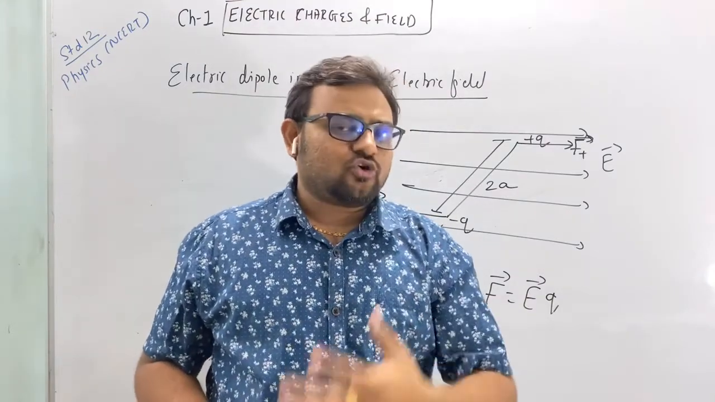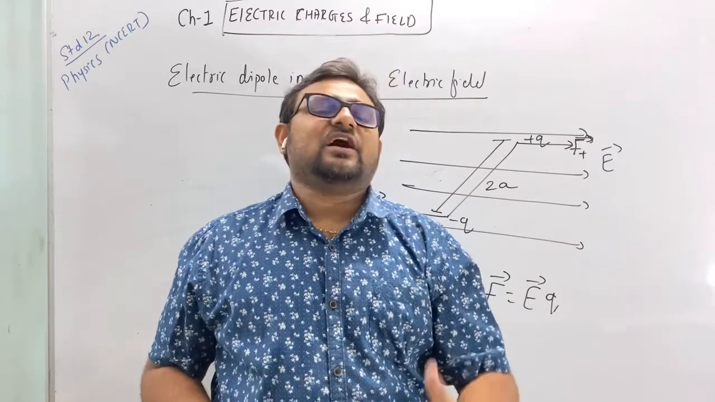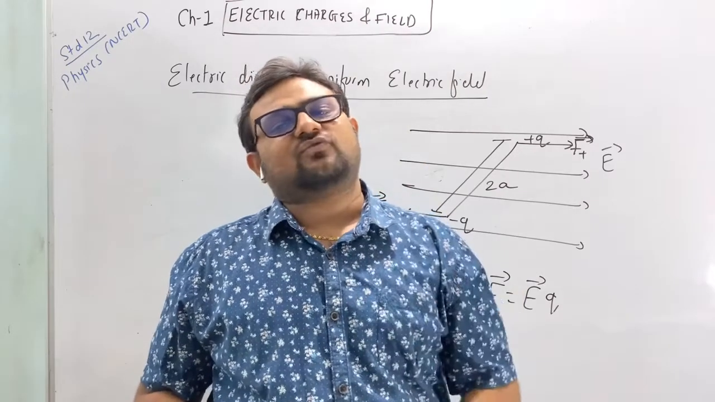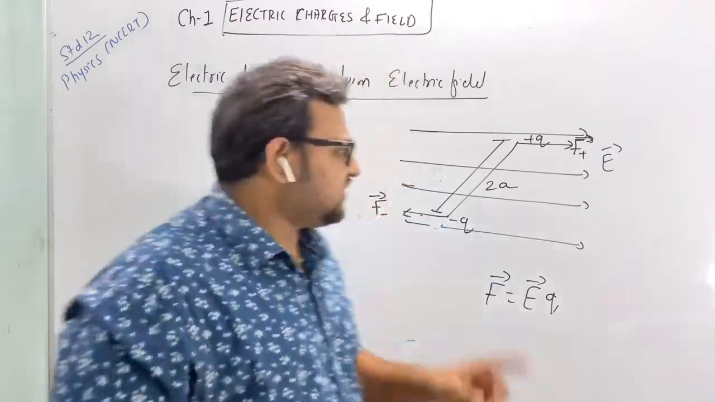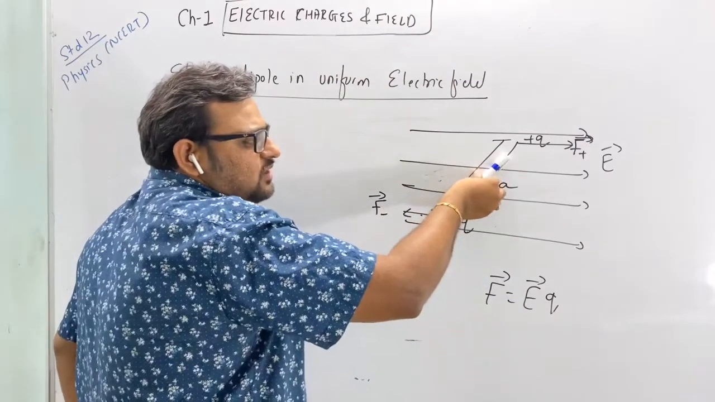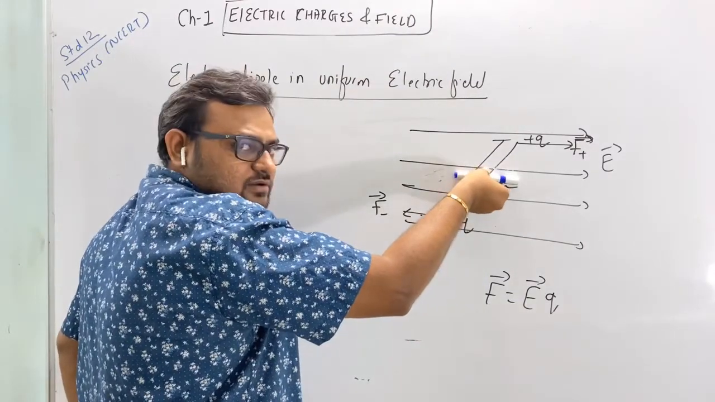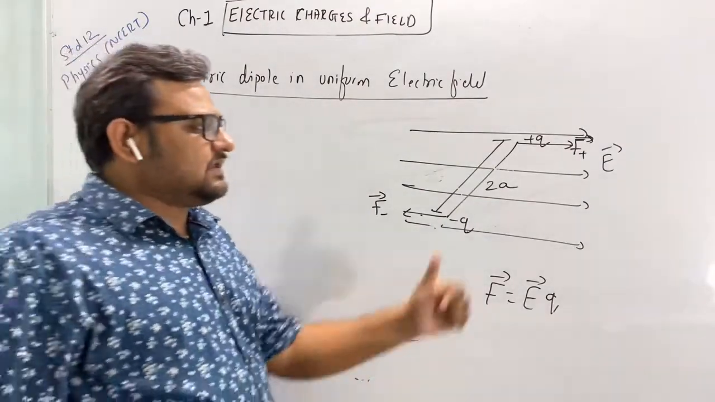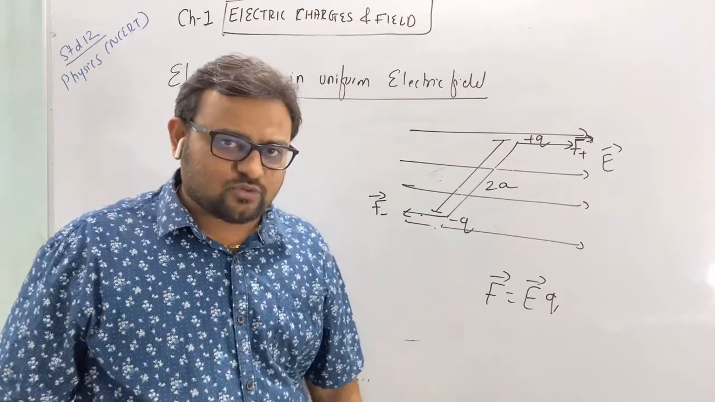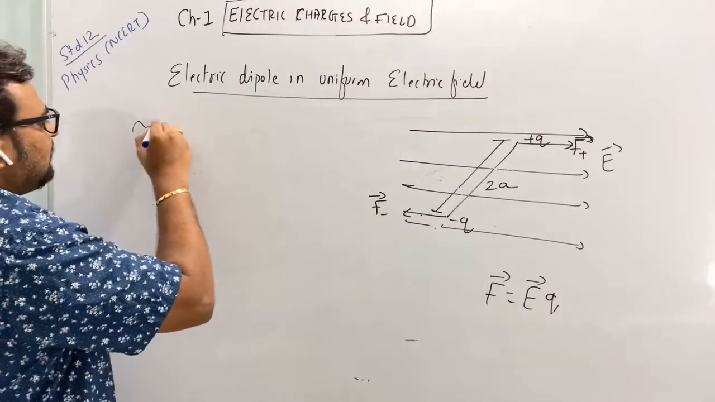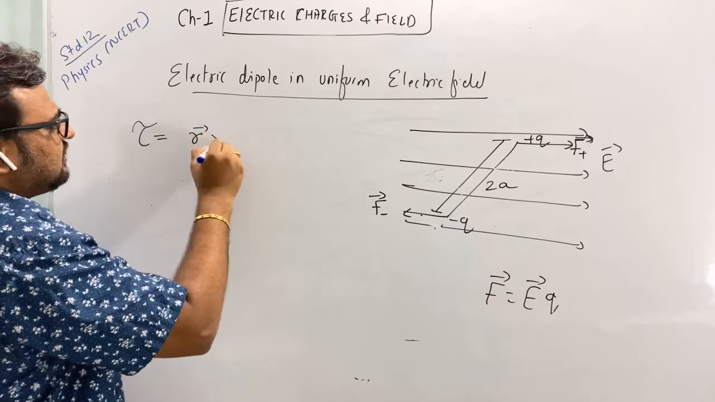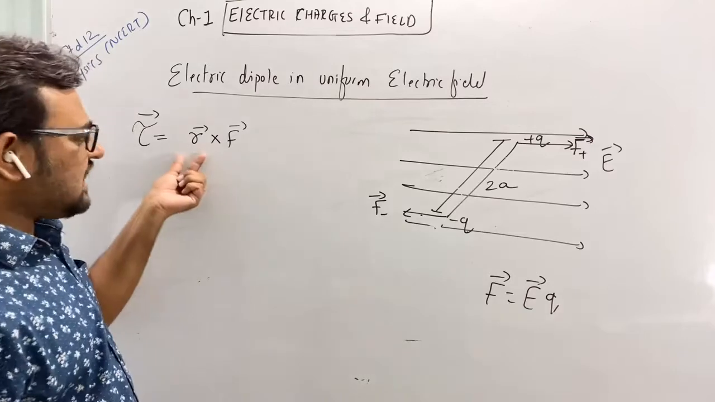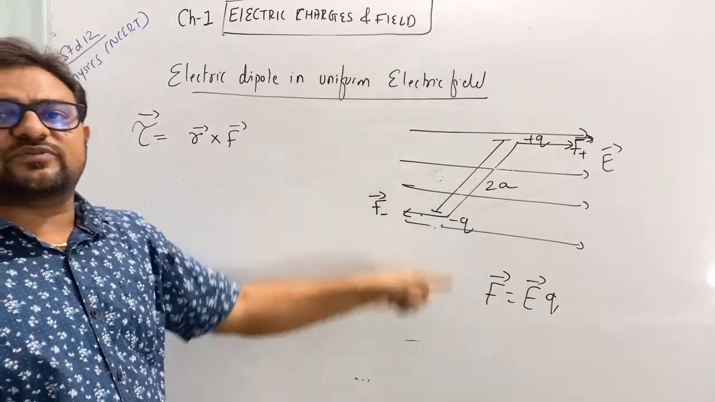What is a couple? Two forces having the same magnitude, acting in opposite directions, but the line of action of the forces is not the same. So in this case, this will rotate. Clear? Now let's find out the torque acting on this dipole. What is the formula for torque? R cross F. Clear? Where R is the perpendicular distance between these two forces.